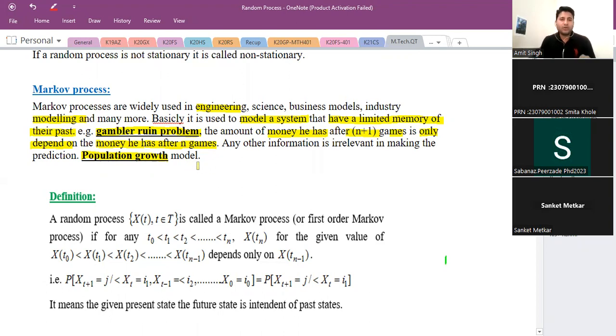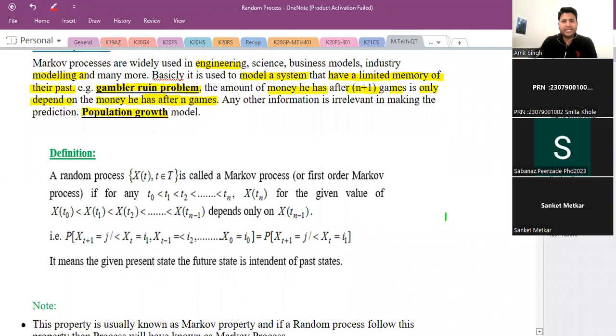Many authors also define the Markov process this way: a process where the future state depends only on the present state, not on the past, is called a Markov process or a memory-less process. I have taken two examples, population growth and the gambler problem. It is also used in predicting the price of stocks and commodities. If there is some market commodity and we want to predict its future price, this process can also be used.